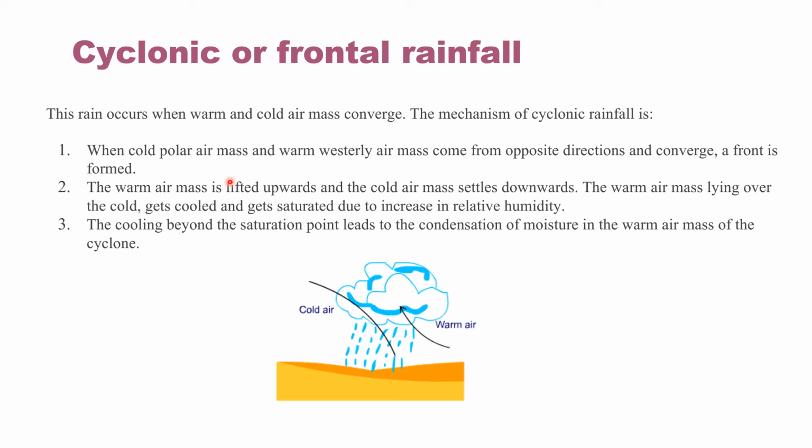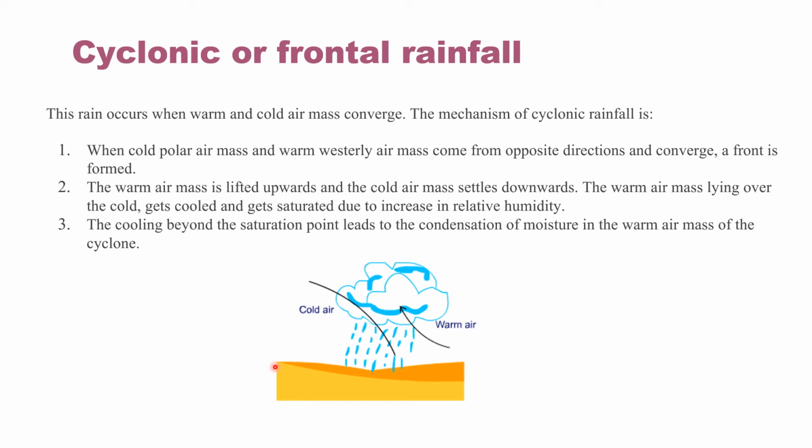When a cold polar air mass and a warm westerly air mass come from opposite directions and converge, a front is formed. So when the cold air and the warm air meet each other, a front is formed. The warm air mass is lifted upwards and the cold air mass settles downwards. The cold air mass starts settling in the lower regions, while the hot air starts going above the cold air.